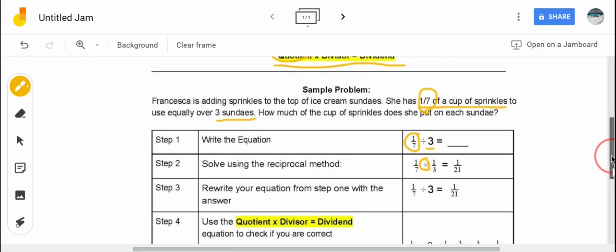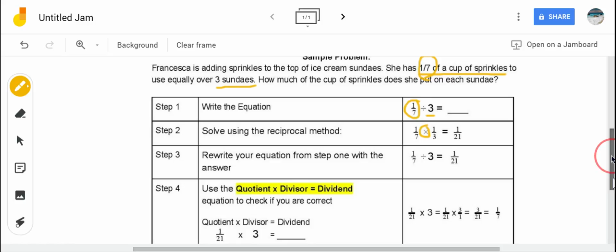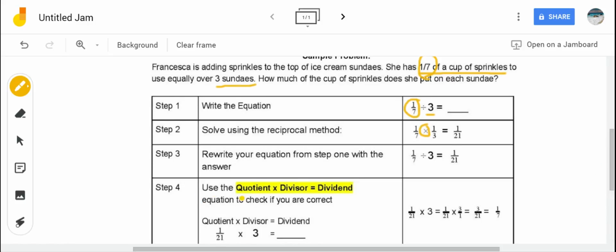Here's where we come to the part where we check our answer using quotient times divisor equals dividend. So we're going to use the quotient, which is 1/21. We're going to multiply that by the divisor, which is our whole number 3. When we multiply that out, it's a straight multiplication. There's nothing that you change. It's 1/21 times 3/1. We get 3/21, and we know that that can be simplified to 1/7.